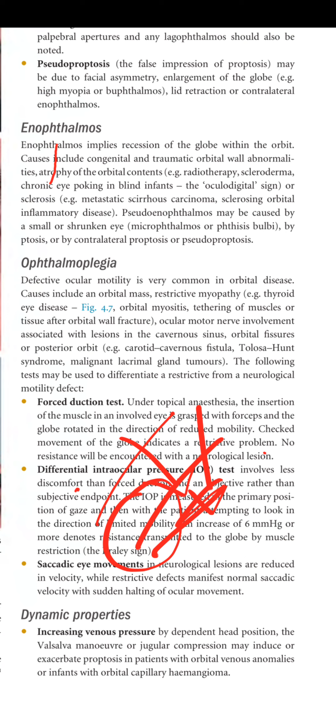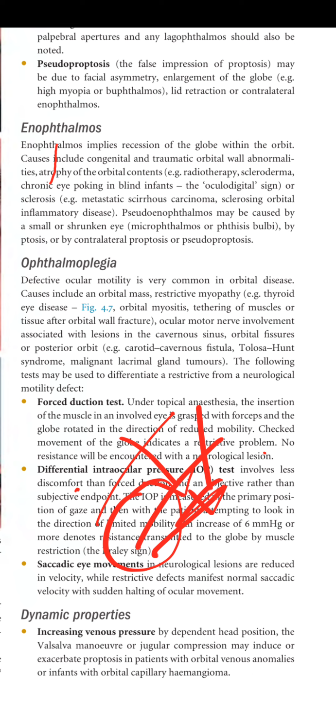and there can be orbital wall fracture, and there is a problem in the cavernous sinus. There will be oculomotor nerve involvement. And in the posterior orbit there can be CCF, Tolosa Hunt syndrome, and lacrimal gland tumors can also cause it.